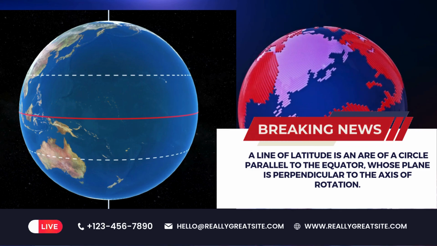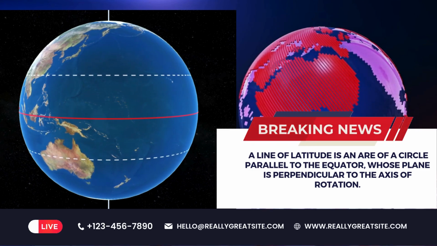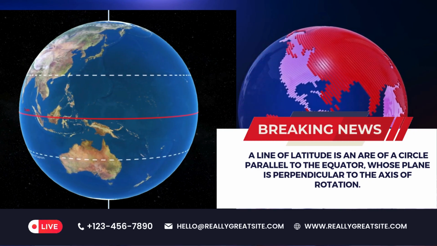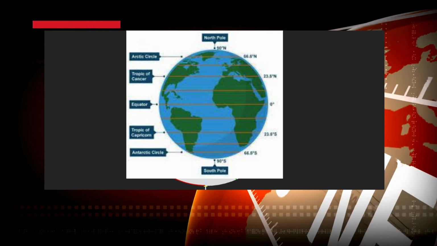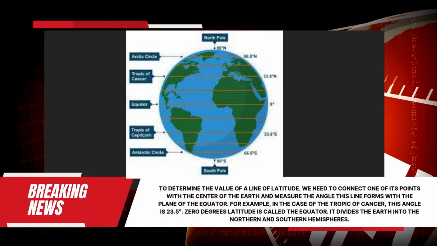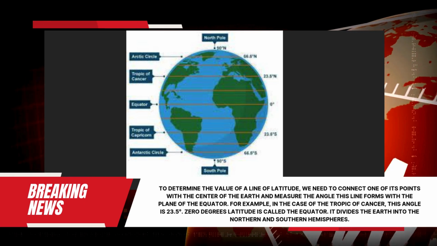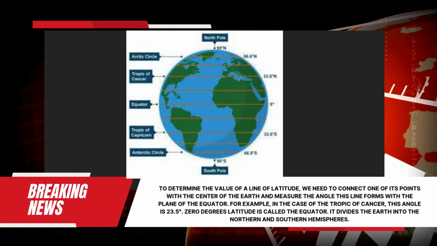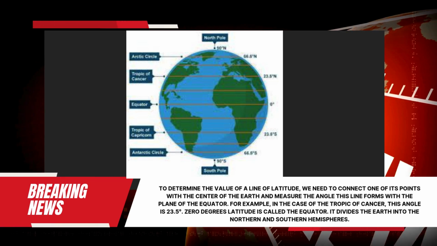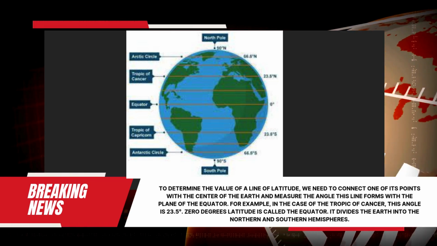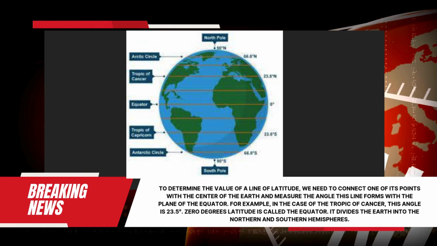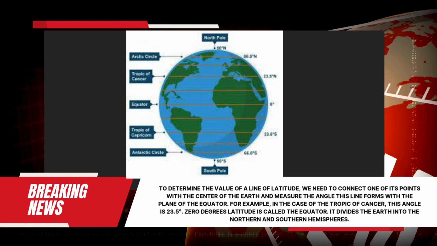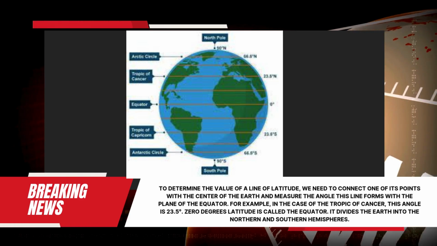A line of latitude is an arc of a circle parallel to the equator, whose plane is perpendicular to the axis of rotation. To determine the value of a line of latitude, we need to connect one of its points with the center of the Earth and measure the angle this line forms with the plane of the equator. For example, in the case of the Tropic of Cancer, this angle is 23.5 degrees.